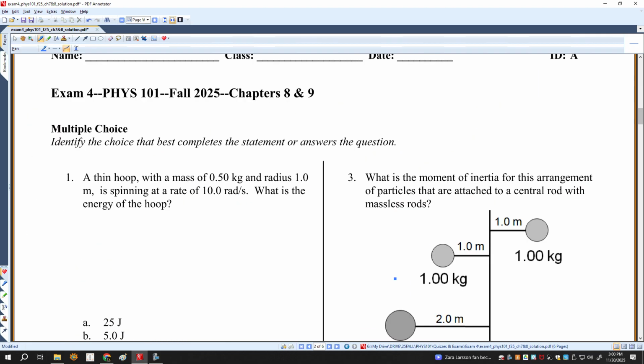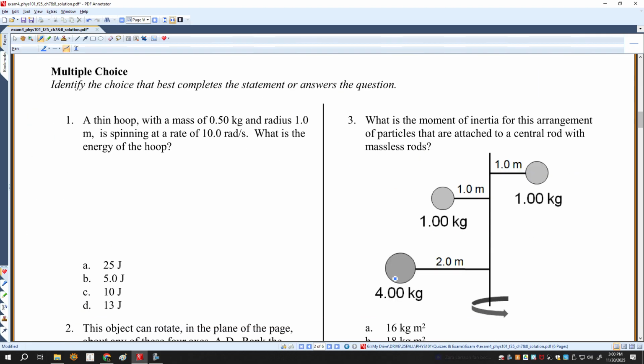All right. Let's look at this. I have a thin hoop that has a mass of 0.5 kilograms, the radius is 1 meter, spinning at that rate. What is the energy of the hoop? Let's first find what is the moment of inertia. For a thin hoop, I know it's mr squared. That's going to be 0.5 kilograms times 1 meter. Oh, not 1 meter, that's the radius. 0.5 times 1 squared. That's equal to 0.5 kilogram meter squared.